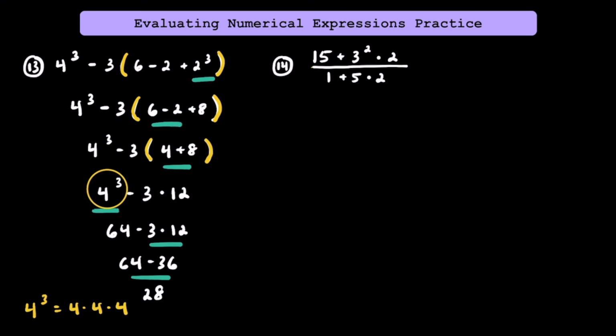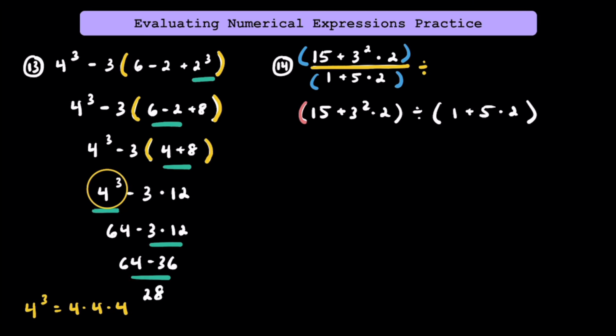For number 14, don't forget this fraction bar means division, and it also groups the numerators together, and then groups the denominators together. Writing this from left to right, we can write 15 plus 3 squared times 2, divided by the quantity of 1 plus 5 times 2. Since we have two sets of parentheses, we can just do the one on the left first, and then do the one on the right.